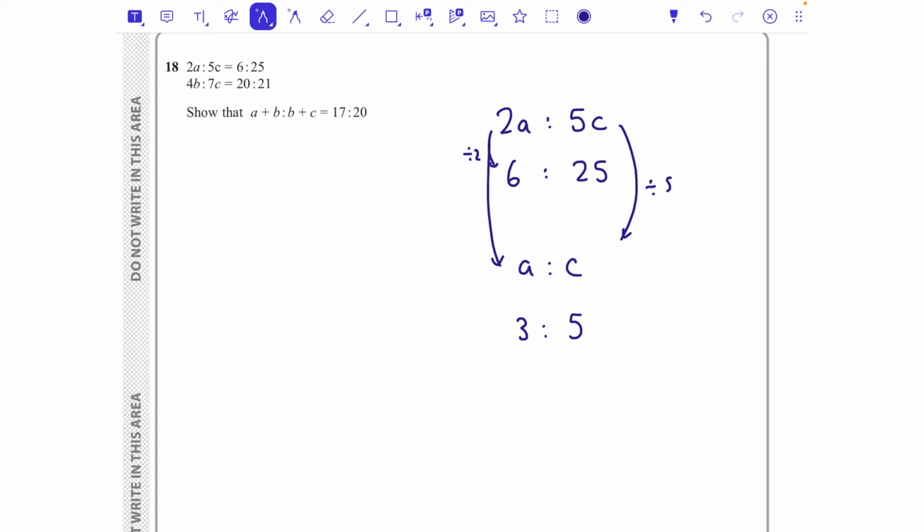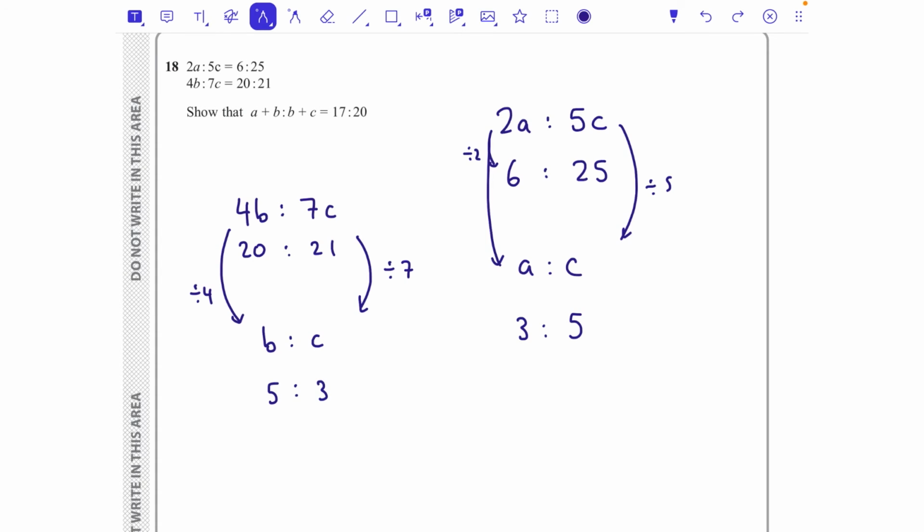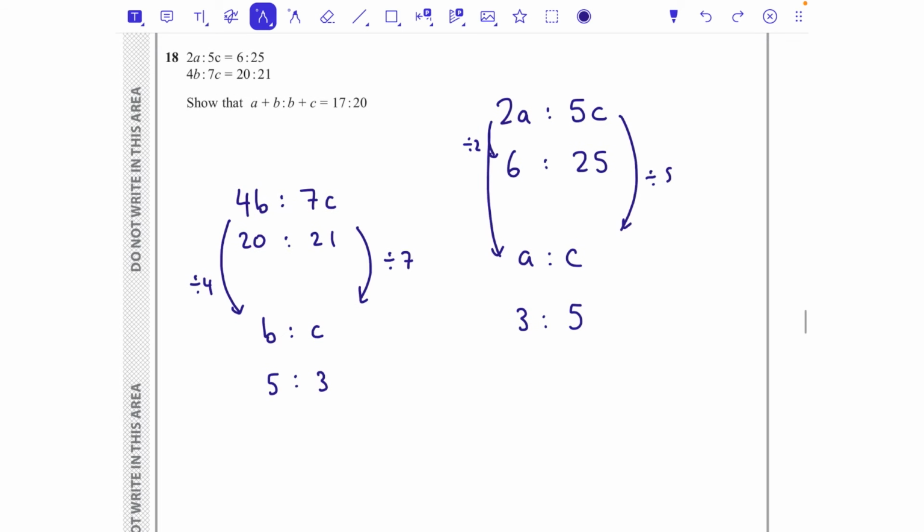I'm now going to do a similar thing for the other one. 4b to 7c is 20 to 21. So if I just want to know what b to c is, I'm going to divide by 4 on this side, and I'm going to divide by 7 on this side. So that's going to be 5 to 3. Now, both of these ratios have c in common. So I've got c on this ratio and I've got c on this ratio.